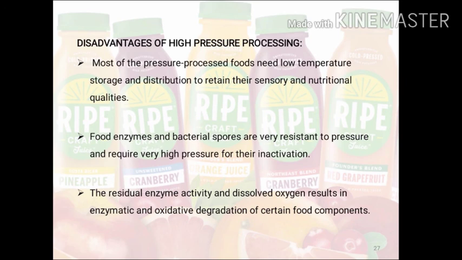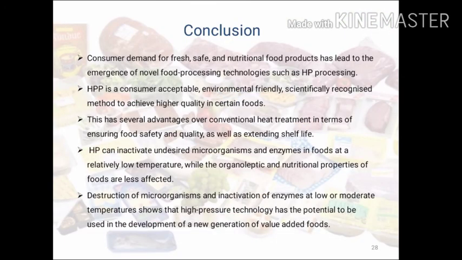Now let's go to the conclusion. Consumer demand for fresh, safe, and nutritional food products has led to the emergence of novel food processing technologies such as high pressure processing treatment. This high pressure processing treatment is a consumer-acceptable, environmentally friendly, scientifically recognized method to achieve higher quality in certain foods. It has several advantages over conventional heat treatment processes in terms of ensuring food safety and quality as well as extending the shelf life of the food product.